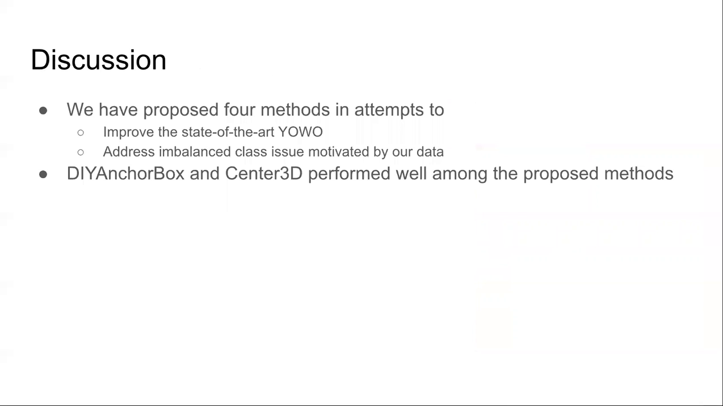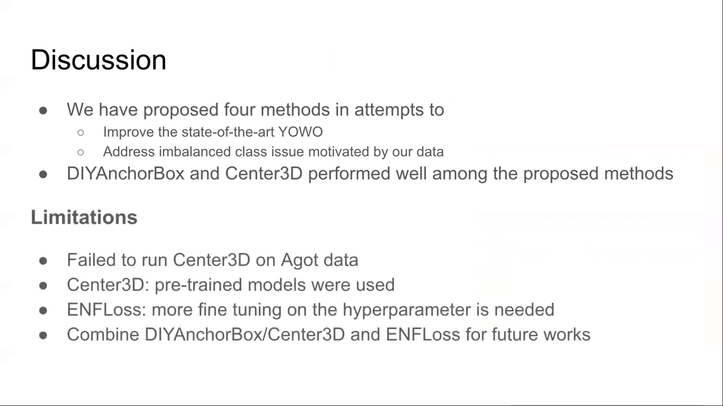In summary, we have proposed 4 methods in attempts to improve YOWO and the imbalance class issue as motivated by our real data. DIY anchor box and the Center 3D perform quite well among the proposed methods. Our project has several limitations. Because of the time and resource limit, we failed to run the Center 3D on AGA data. Also, pre-trained models were used in the Center 3D. For the ENF loss, more fine-tuning on the hyperparameter is needed to achieve a better result. We may also try combining our proposed methods while modifying the loss function for future work.